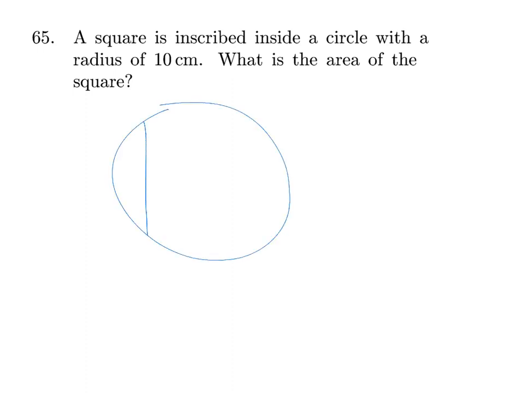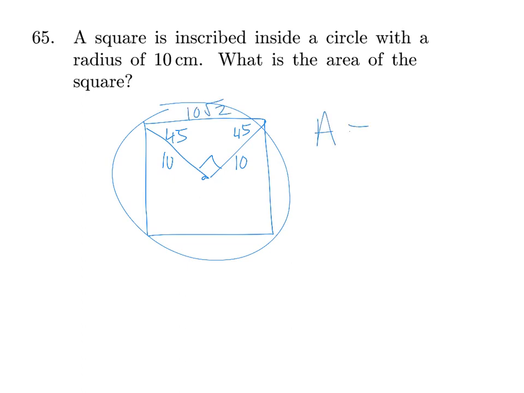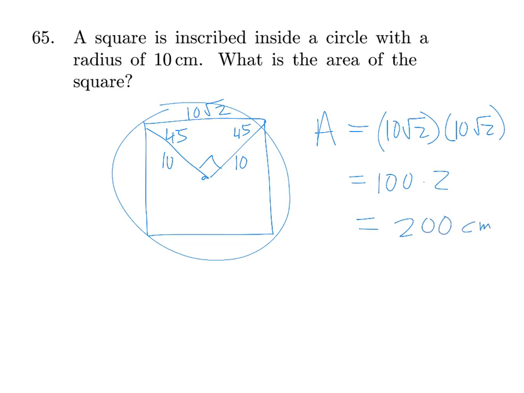A square is inscribed inside a circle, with a radius of 10, so the radius is going to go to the corner. That's 10. What is the area of the square? All right, so I'm going to have a 45, 45, 90 triangle inside of this square. I multiply the leg by square root of 2 to get the side length of the square. To figure out the area of the square, I multiply the side lengths, which are both the same. So I get 100 times 2, which is going to be 200, in this case centimeters squared. Done.